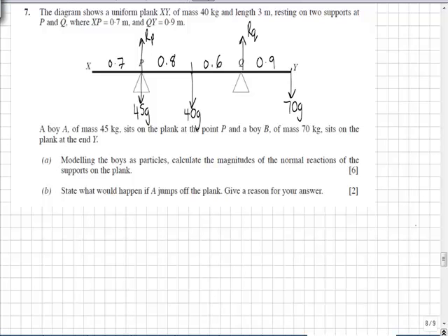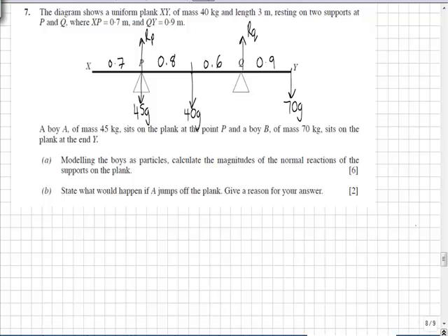In question 7, we're asked to find the reactions at the points P and Q on the plank. In the first instance, I've annotated the diagram to show the reaction at P and the reaction at Q. We have a boy of mass 45 kilograms, so that's 45g acting at P. And we have a boy sat at Y of mass 70 kilograms, which is 70g acting downwards here.